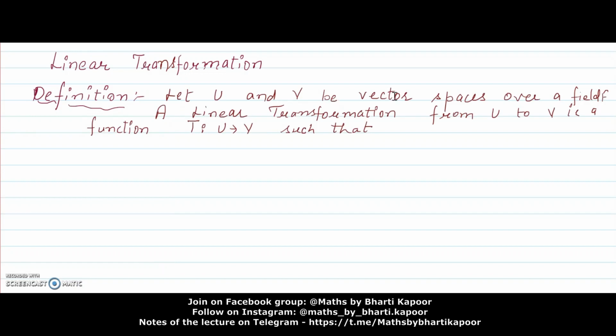Let U and V be vector spaces over a field F. A linear transformation from U to V is a function whose domain is the vector space U and codomain is another vector space V, such that two conditions are satisfied. First condition is T(U1 + U2) = T(U1) + T(U2), where U1 and U2 are elements of the domain U.